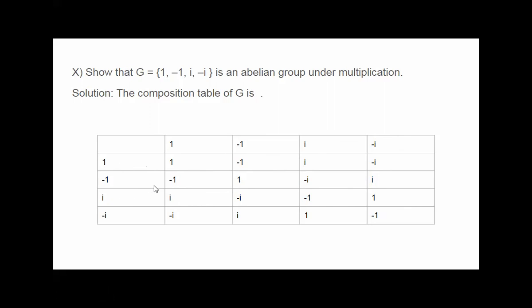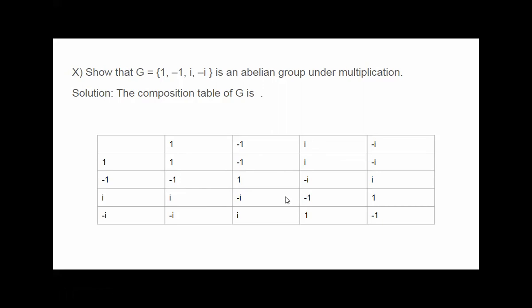I is multiplied by 1. It is giving us I. I is multiplied by minus 1. It is giving us minus I. I is multiplied by I, that is equal to minus 1.